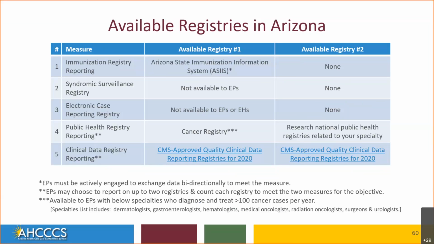If you have concerns of whether it's a public health or a clinical data registry, try to figure that out. Again, feel free to reach out to Access and ask any questions or concerns that you might have. Keep in mind for the public health registry reporting and the clinical data registry reporting, an EP may choose to report on up to 2 registries and count each registry to meet the 2 measures for the objective. So for example, for the public health registry, if you have a specific provider submitting data to 2 different public health registries, that counts as the EP submitting data to 2 registries, and therefore they would meet this objective.